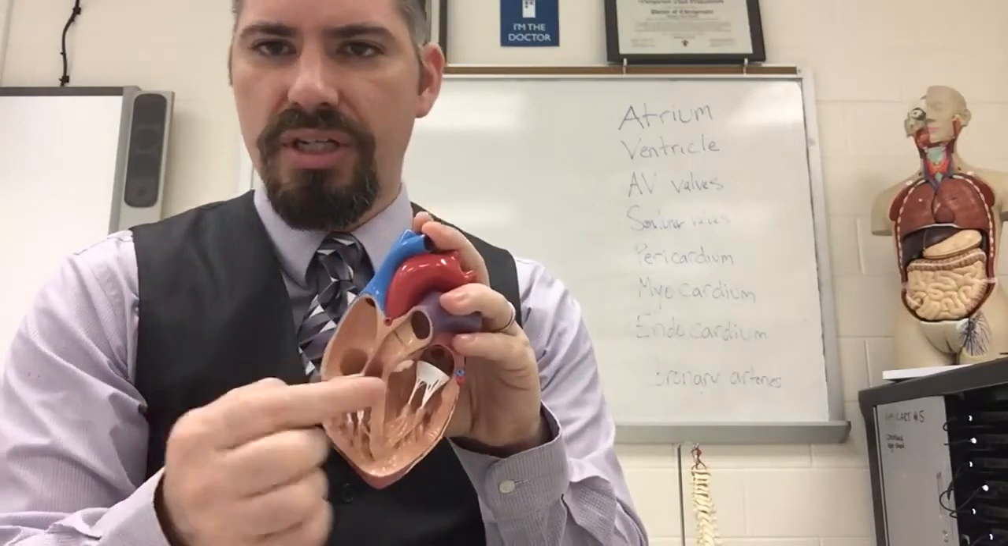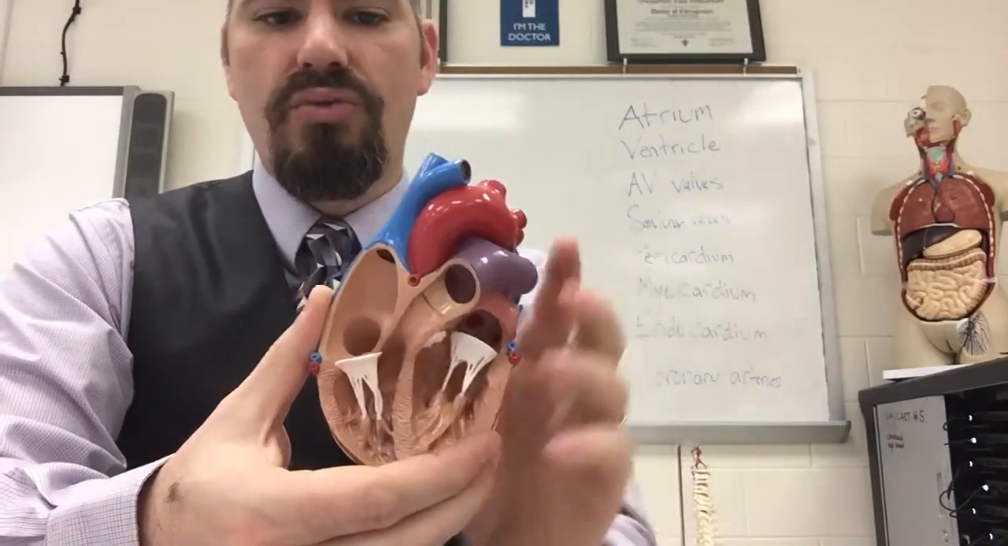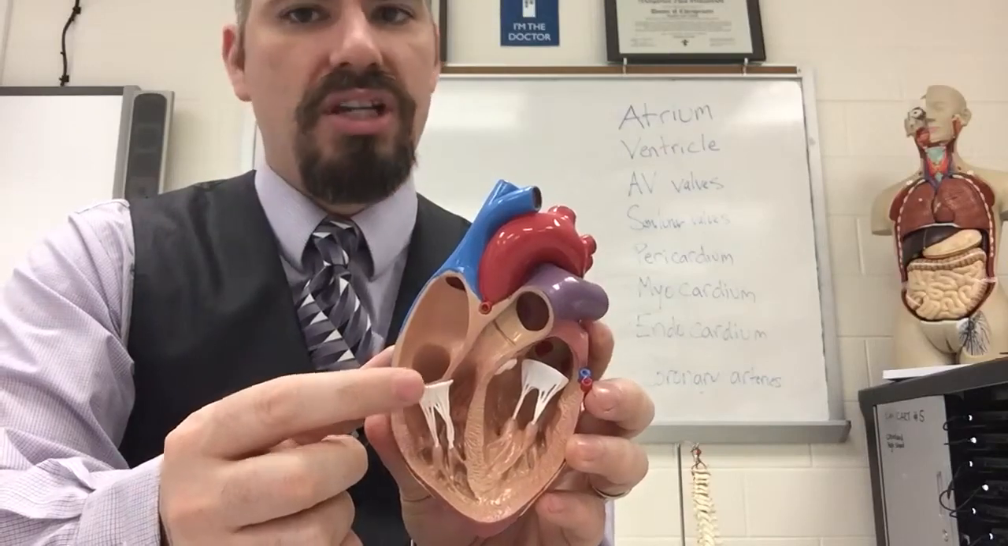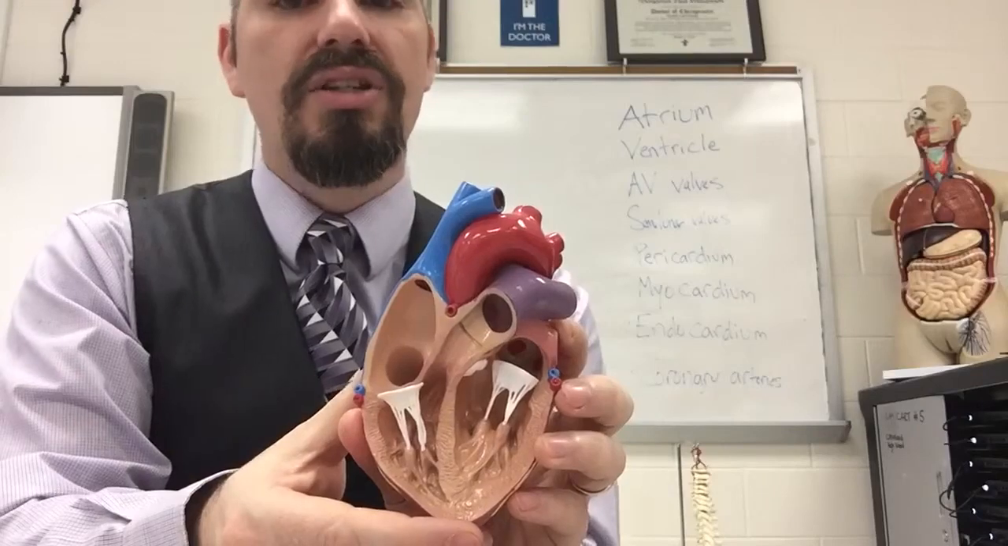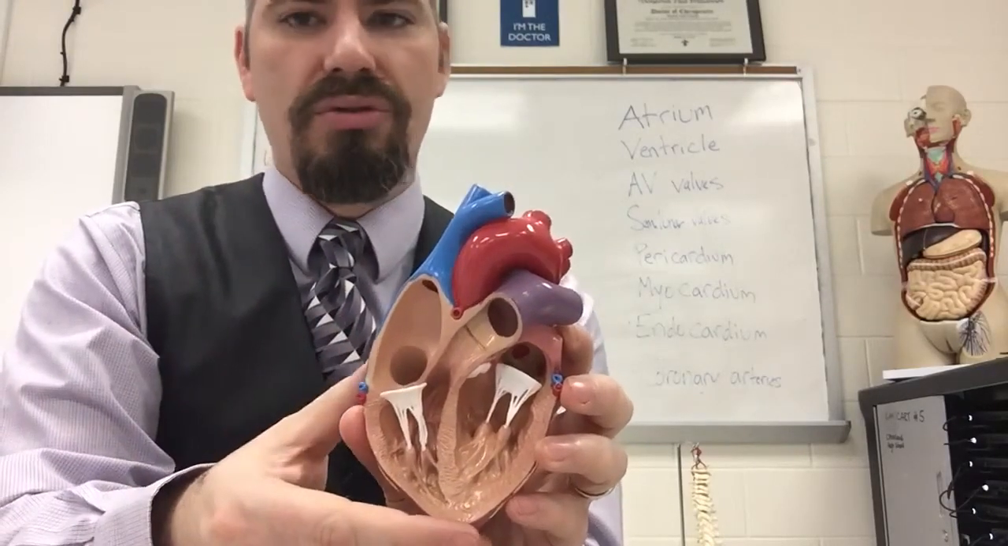Now, you notice in between we have what are called atrioventricular valves. It's a valve between the atrium and the ventricle. There's one on the left and one on the right. The right atrioventricular valve is also called the tricuspid valve. The left atrioventricular valve is also called the bicuspid or the mitral valve.